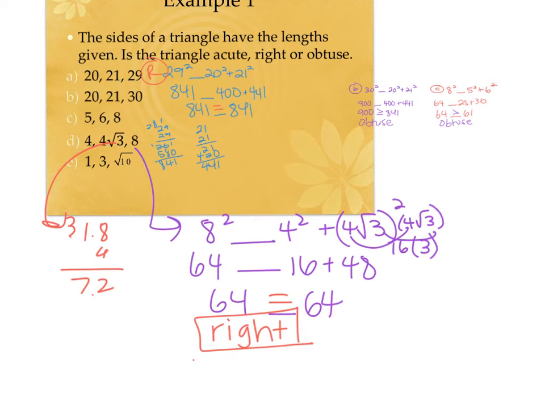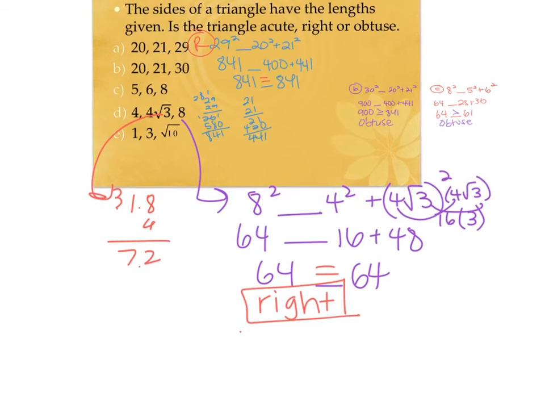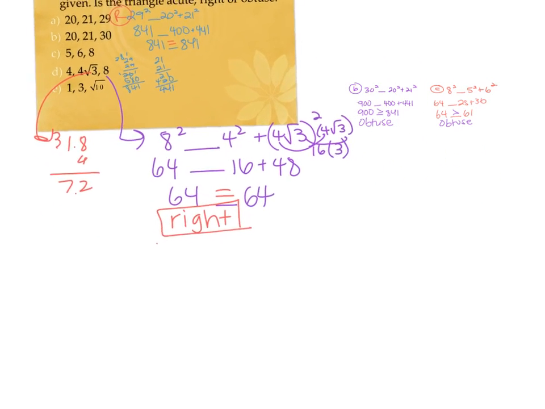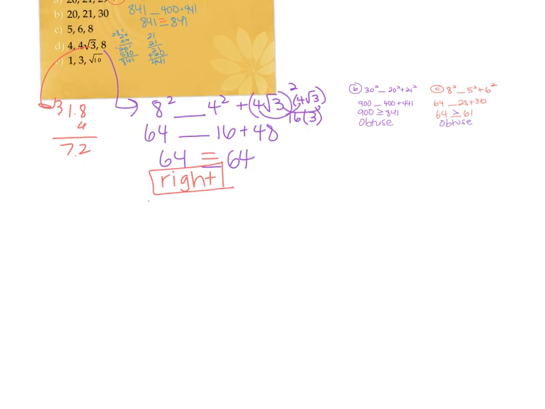Good question, though. Okay, so then the last one is E. So I've got 1, I've got 3, and I've got root 10. So let's try this again. Root 10 is closest to what perfect square? Root 9, right? And it's a little bit bigger than root 9. The square root of 9 would be 3, so it's a little bit bigger than 3. So even say it's 3.1, I know it's going to be bigger than 3. So that root 10 is going to be on the left, because that's my C.